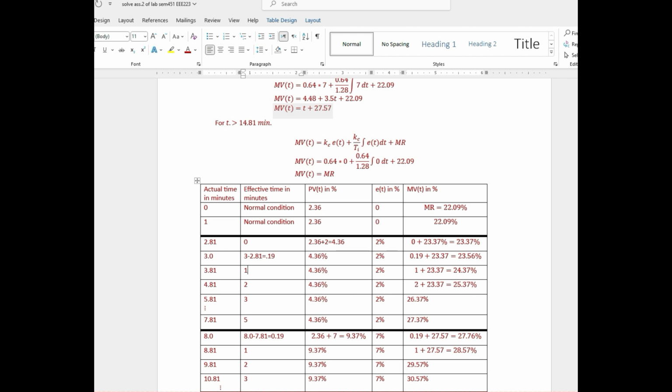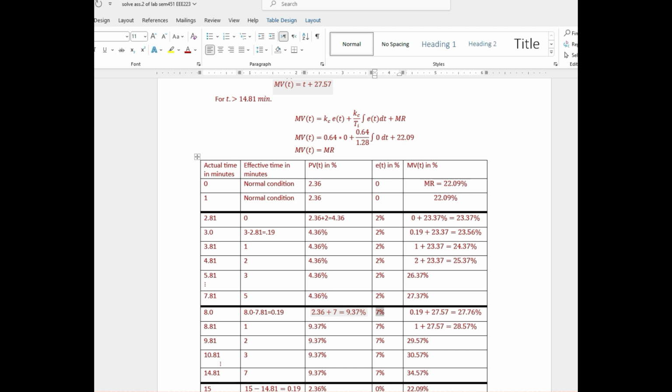2.8 minus 7.8 gives me 5. Still the BV, the same constant error, and my substitution for the MV. Now after 7.81, my error becomes 7. Why? Because BV raised from 4.36 until 9.37. This is the new error here. A new constant error, by the way.